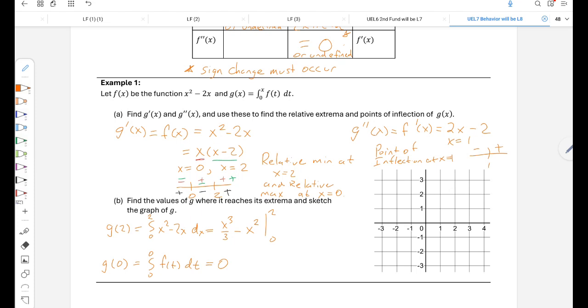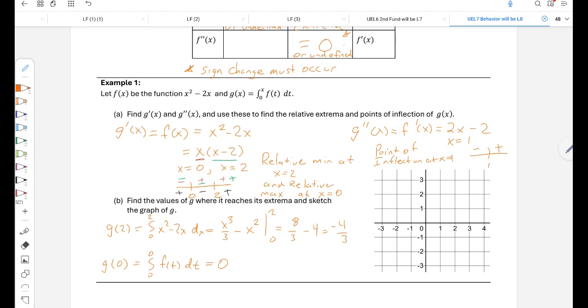So we end up with 8/3 minus 4. And of course, minus 0, but we don't care about that. So we got 8/3 minus 12/3. Sure sounds like negative 4/3. Did I do that right? Yeah, that minus 4 would be negative 12/3. 8 minus 4 is negative 4.